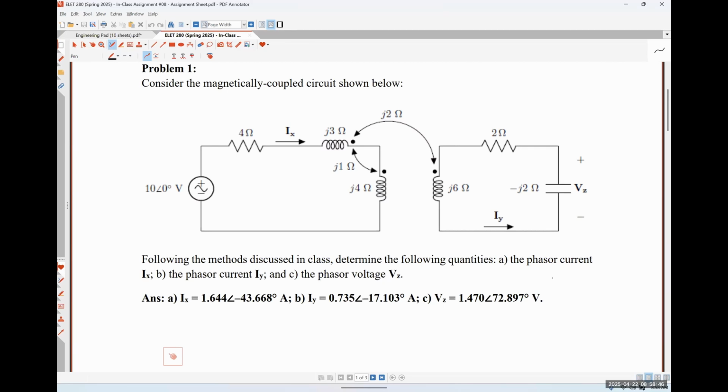So I can see, due to the presence of that double arrow, that J3 ohm coil and that J4 ohm coil are magnetically coupled to each other, and their mutual inductance has an impedance of J1 ohms. I can see by that other arrow that the J3 ohm coil and the J6 ohm coil are magnetically coupled to each other, and the mutual inductance between those two is J2 ohms. Because there's not a double-headed arrow between the J4 ohm coil and the J6 ohm coil, we can only assume that those two are not coupled to each other, right?